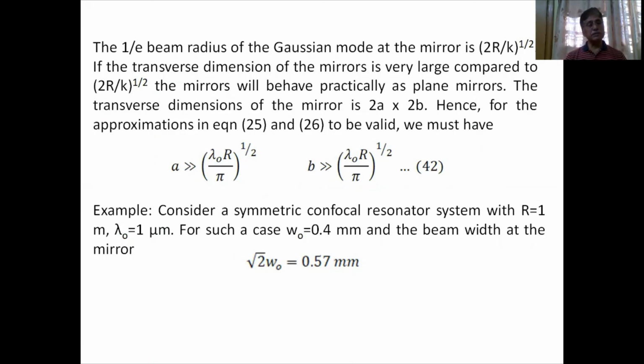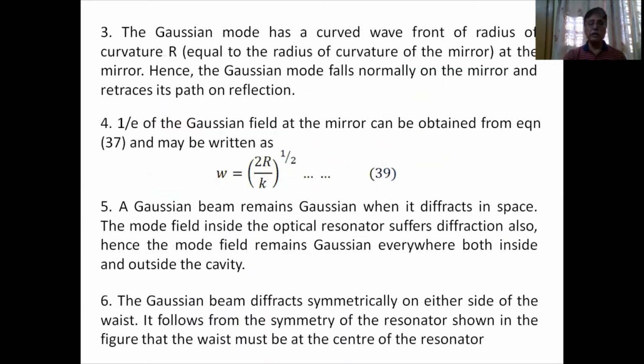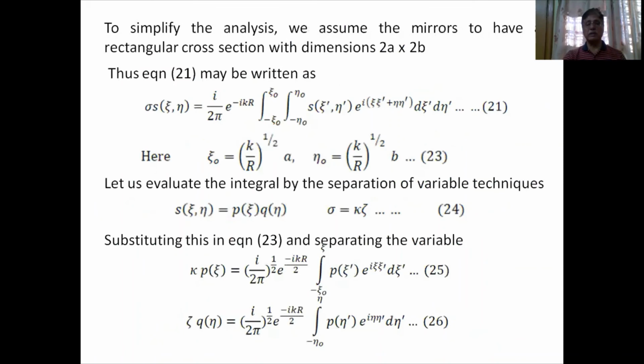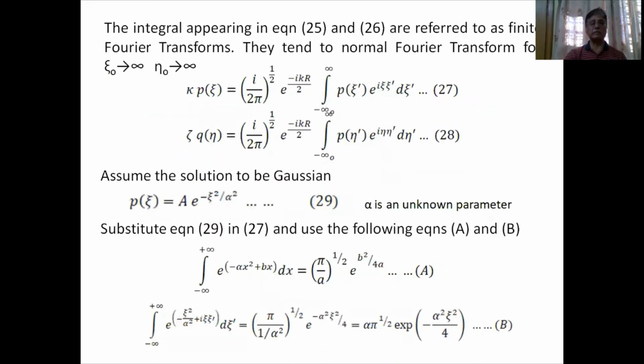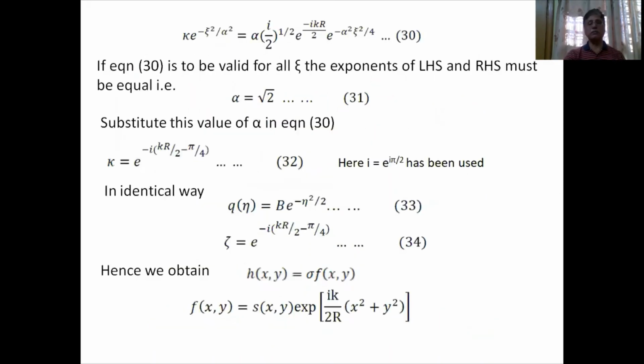If the transverse dimension of the beam is very large compared to this, then naturally the mirrors will behave practically as plane mirrors. The transverse dimension of the mirror is 2A and 2B. Hence, for the approximation that we had taken in 25 and 26 to be valid, and what were they? In 25 and 26, we had taken limits from minus xi naught to plus xi naught and minus eta naught to plus eta naught in place of minus infinity to plus infinity, and then we converted that to a normal Fourier transform.